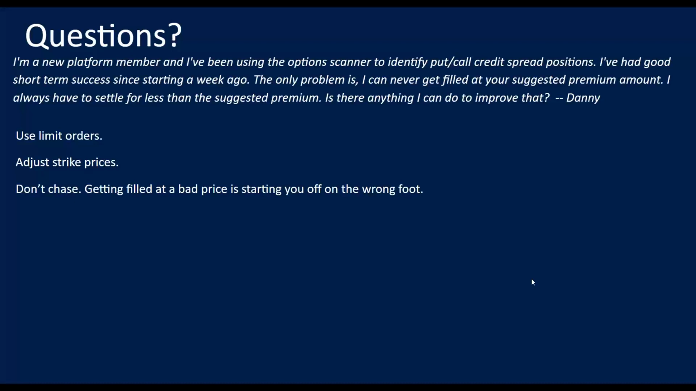But those are kind of the big three there in terms of trying to get filled at the right prices. Use limit orders, adjust the strike prices if you need to, and then don't chase things around just to try to get filled.